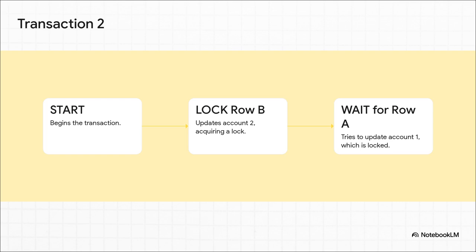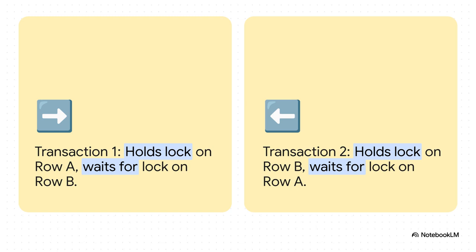Because at the exact same moment, transaction 2 started. Its first step was to update account 2, so it locked that row. And its next step, you guessed it, it needs to update account 1. And now we have a serious problem. And there it is, the gridlock. Transaction 1 has account 1 locked and needs account 2. Transaction 2 has account 2 locked and needs account 1.